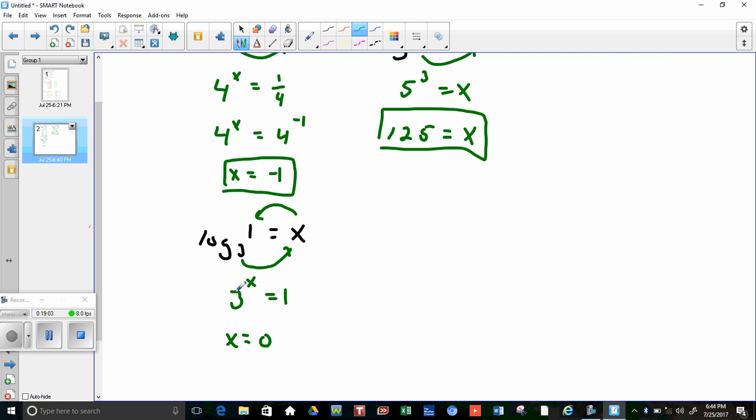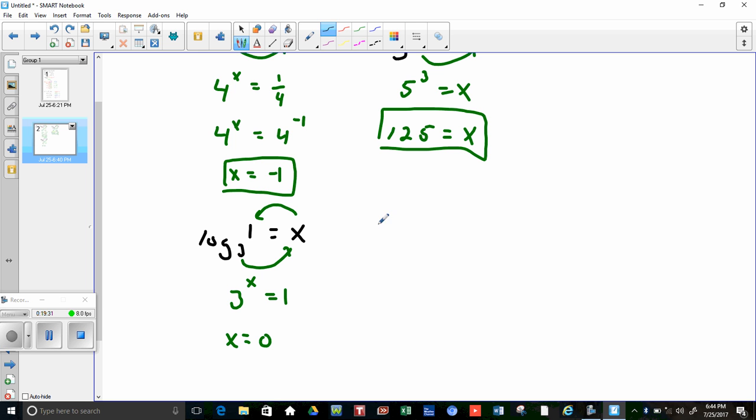And the interesting thing about this is it doesn't matter what this base is. This could be 72 to the 0 is 1. This could be 123 to the 0 is 1. This base right here doesn't matter. So ultimately, and we're going to talk about this later, the log of 1, doesn't matter what the base is, is always going to be 0. So we will talk about that in a second.